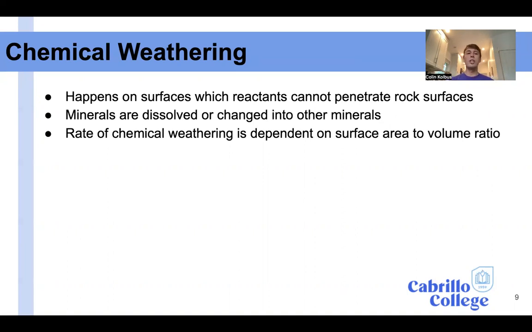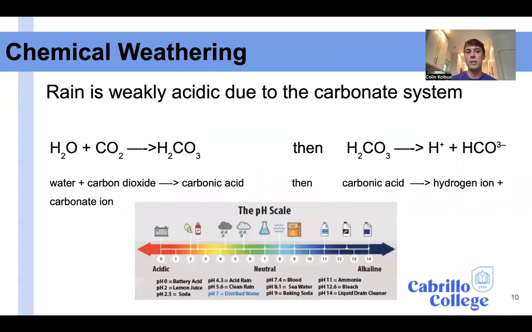Minerals are dissolved or changed into other minerals, and this is dependent on the amount of surface area that is exposed. A big factor of this is rain. Whenever rain falls, it's weakly acidic, due to its presence in the atmosphere. It gets a lot of dissolved CO2 in it, which makes it weakly acidic. Here's this carbonate system showing up again. CO2 turns into carbonic acid, which then dissolves maybe the calcite on that rock, weakening it from a solid into an ion and breaking it apart.